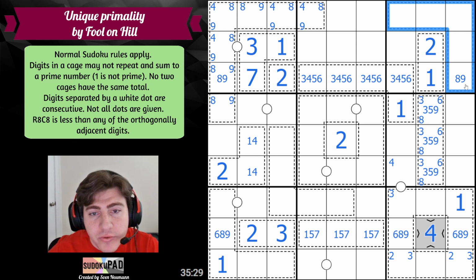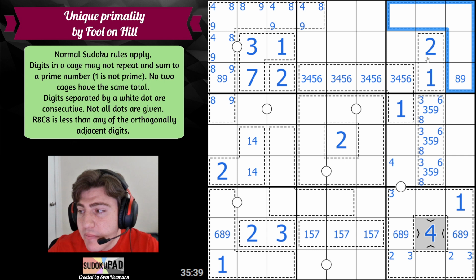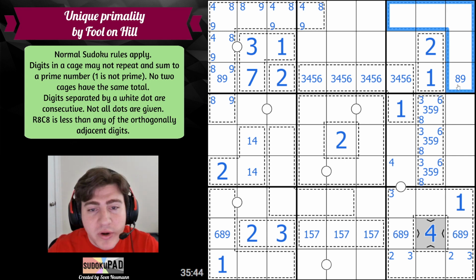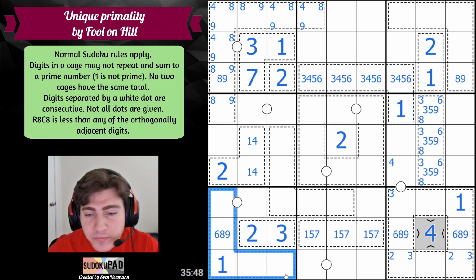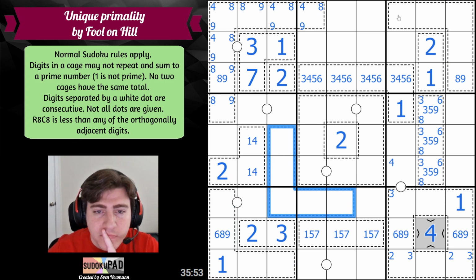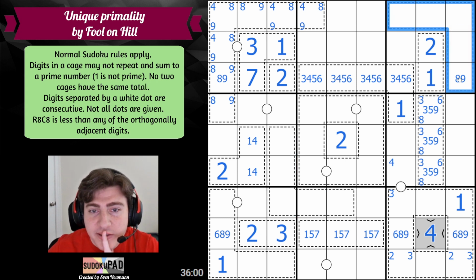Can't have 1 or 2. 3, 4, 5, 6, 7. So 3, 4, 5, 6, 7 is 28 minus 3, or 25. So at a minimum, this can't be the 23 cage. This can only be the 29 or the 31 cage. So what that says is one of these two has to be the 23 cage. I think I did the math right. Yeah, 25 is the minimum if you can't use 1 or 2.